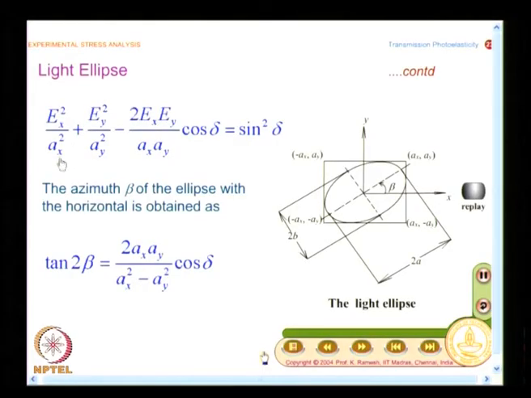And what you have is two expressions. One expression gives the equation of the ellipse, the other gives you the orientation of the ellipse, and this is called the azimuth. And if I calculate A and B, if I have B by A, I also get the ellipticity. In fact, if you go to the optics literature, there is quite a good measurement approach available, which they call ellipsometry. They find out the ellipticity, the azimuth, and also the handedness of the ellipse.